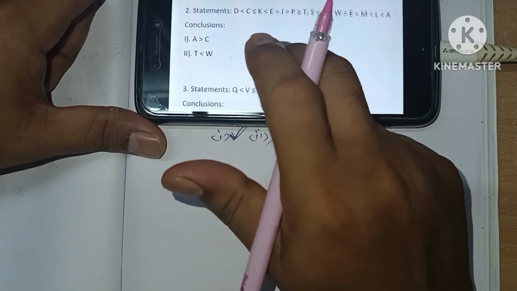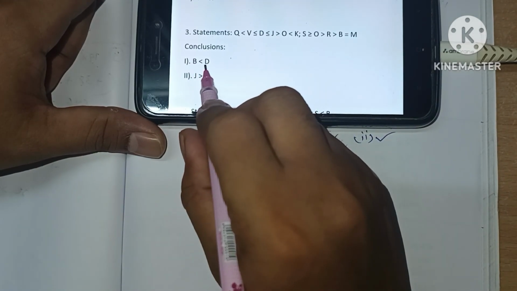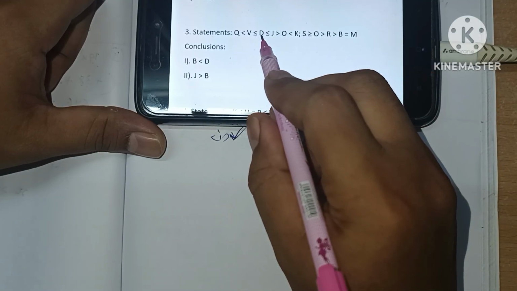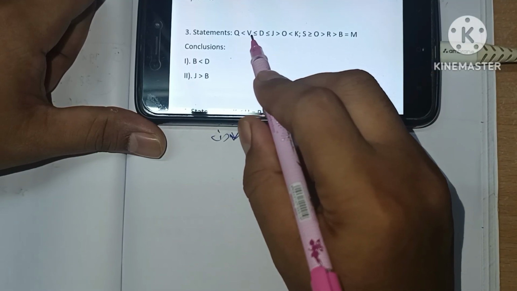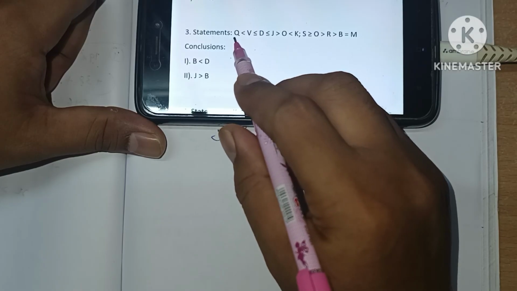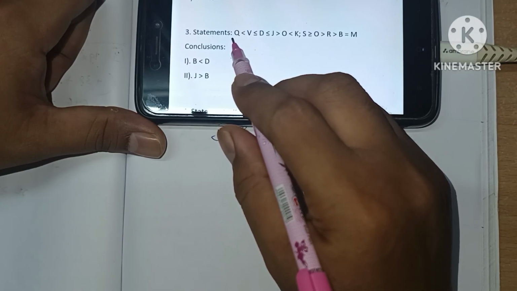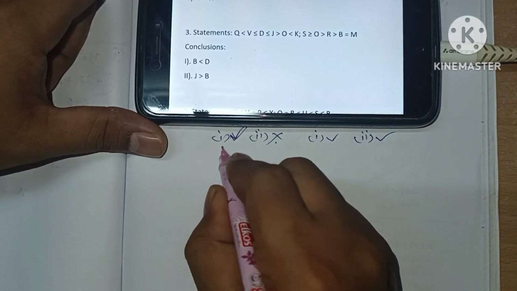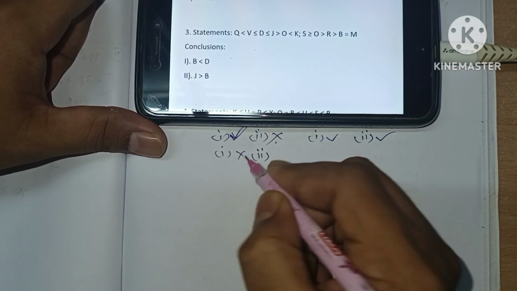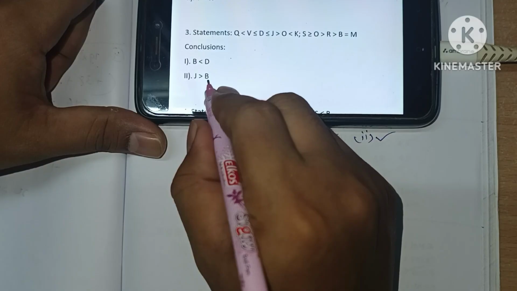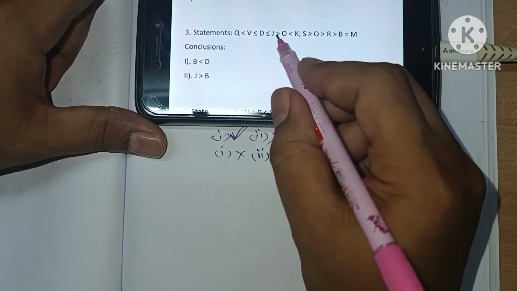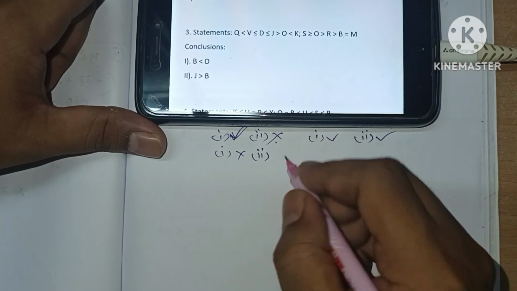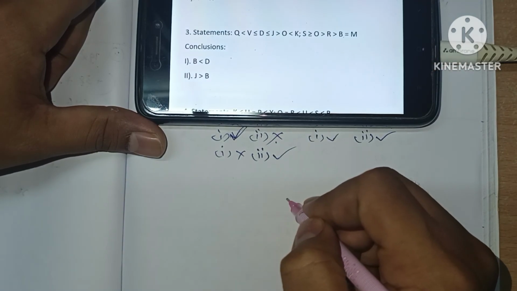Next, third question. The flow from D to V. Here it is D. From D we can reach to V and Q. Nothing than the other. So first case will be false. Second one. The flow from J to B. From J we can reach to O. From O we can reach to B. Second one will be true.